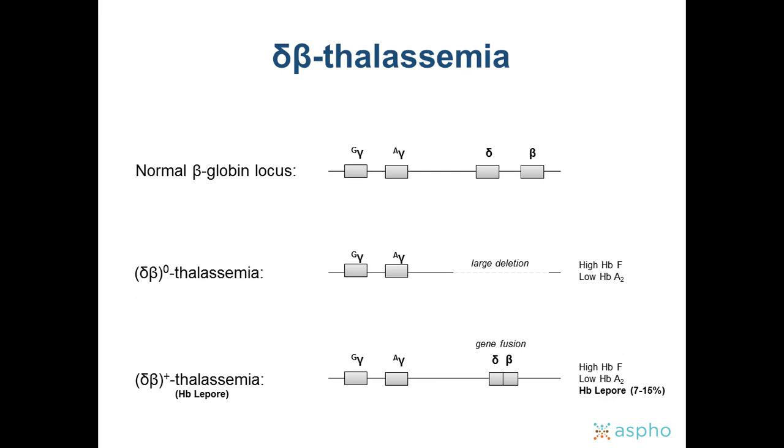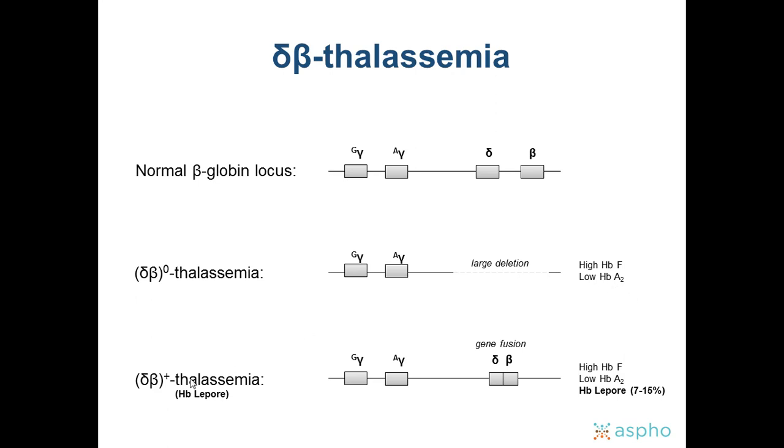Now, delta beta thalassemia, what is that? Well, here's your two paired gamma globin chains and your adult delta and beta globin chains. In delta beta 0 thalassemia, well, they're gone. So all you have is your gamma globin chains. And so people with delta beta thalassemia have high F and low A2 because they only can make F and there's no delta or beta, and delta makes A2.